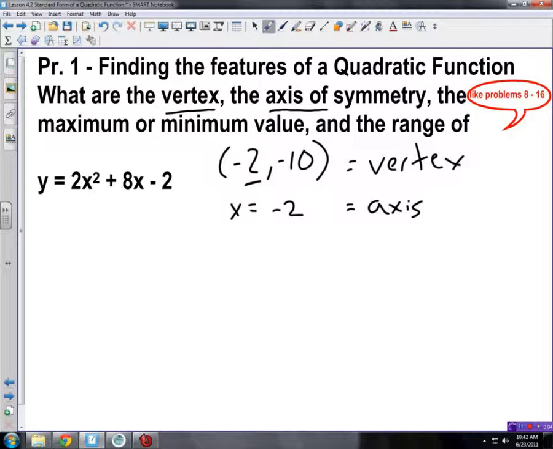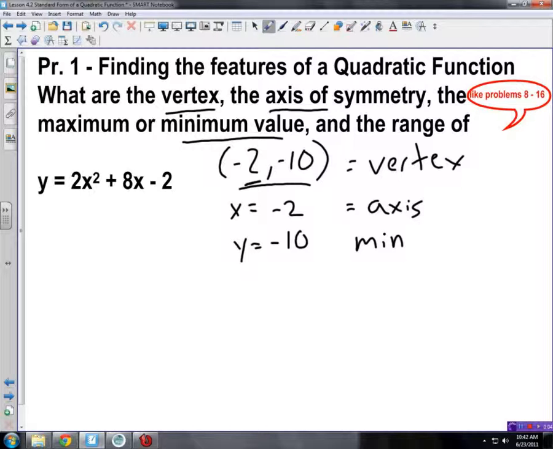The next is the maximum or minimum value. Well, again, that's found in the vertex. And it's a minimum because we had an upward facing parabola. So our minimum value is where y is equal to -10. That's our minimum. So we have that done now.